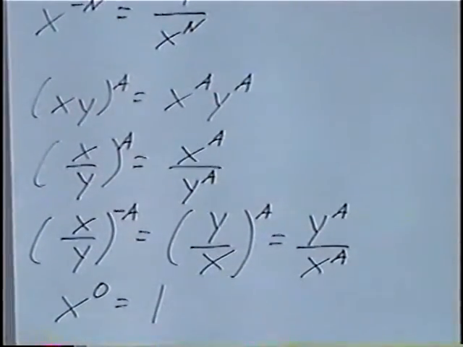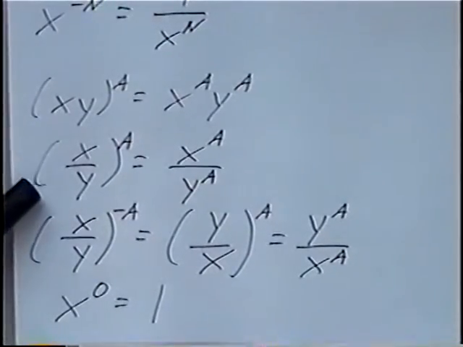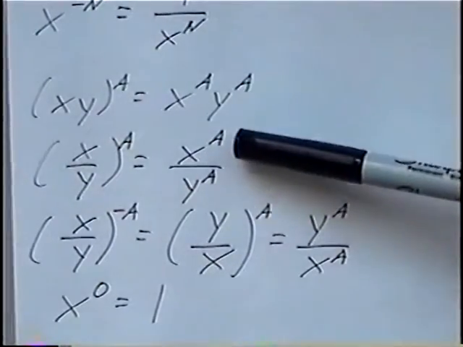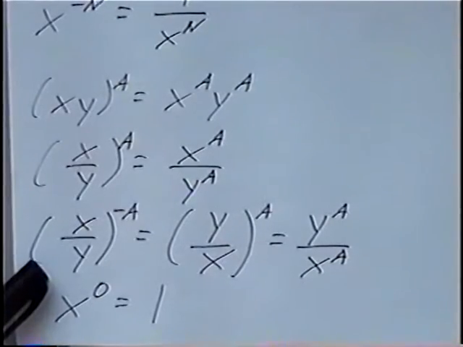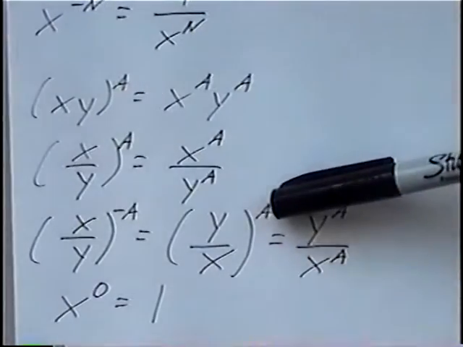And last four definitions. If you have two terms inside the parentheses, similar to the distributive property, we can give each term the exponent. If you have a fraction inside the parentheses, we can give each number of the fraction, numerator and denominator, the same exponent. If you have a fraction to a negative power, we can first take the reciprocal of that fraction, and then with the power outside, we can give it to both numerator and denominator. And last definition, any number, any term to the zero power is equal to 1.